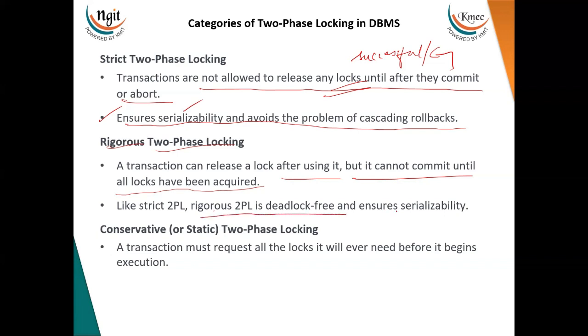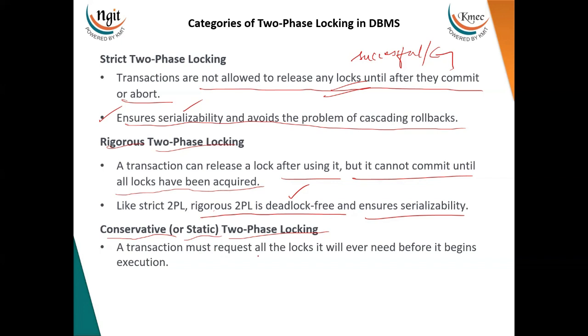Rigorous 2PL is also deadlock free and ensures serializability. Why is it said to be deadlock free? Because once the operation is completed, it is going to release the locks for the other transaction. It is not holding all the locks though it has completed the operation. So when another transaction is in the queue and requesting for the lock to be released, that particular transaction, after completing its operations, is going to give the lock to some other transaction. Thereby, you can simply say that it is deadlock free.